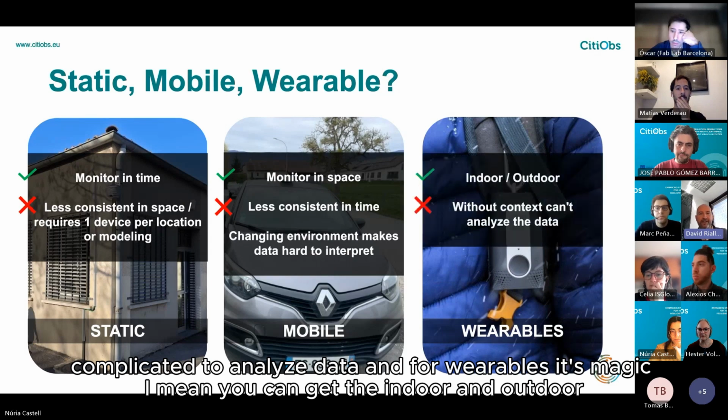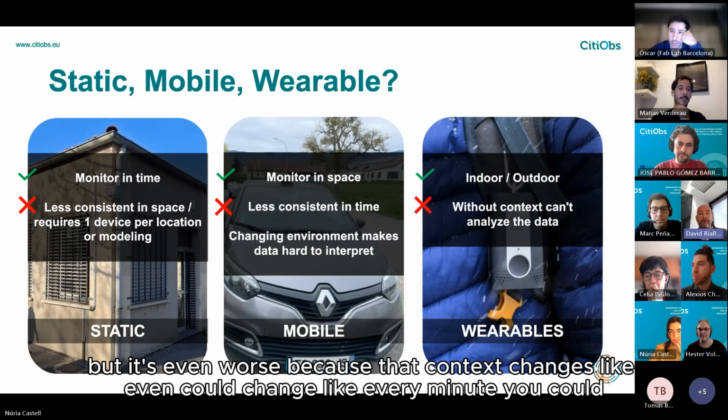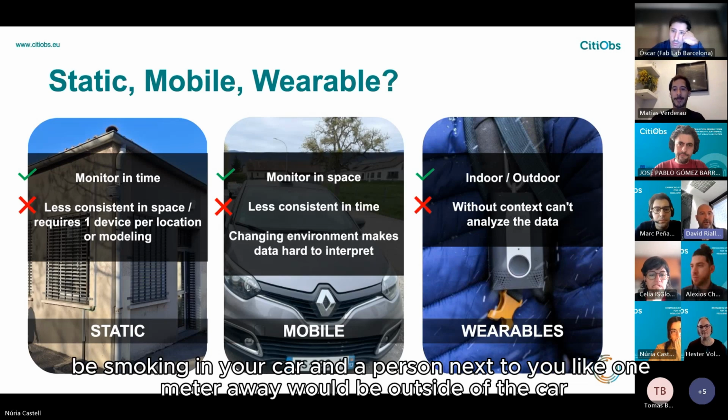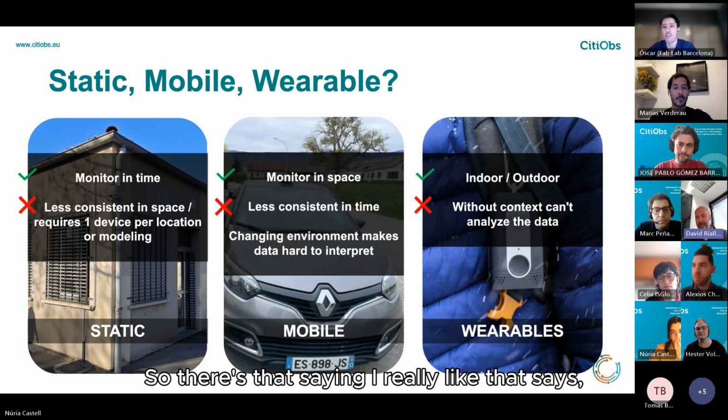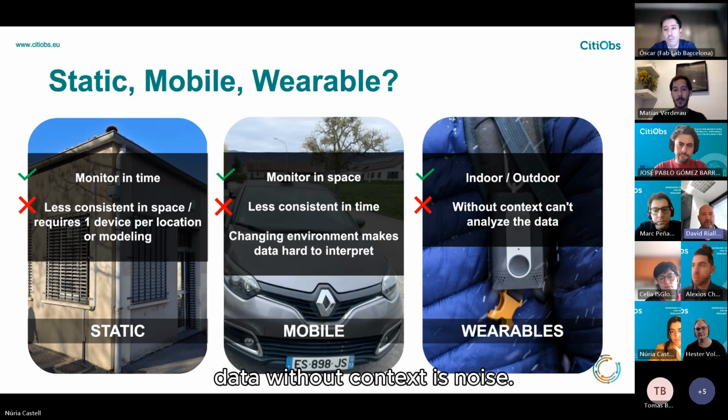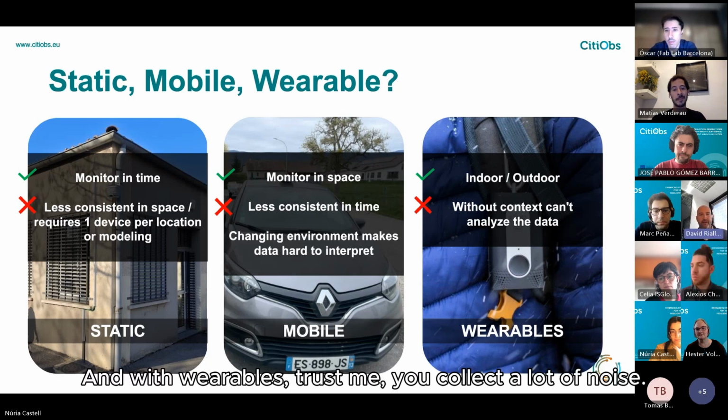I mean, you can get indoor and outdoor, but it's even worse because that context could change every minute. You could be smoking in your car and a person next to you, like 1 meter away, would be outside of the car with the same wearable. You could not mix the data because they don't tell the same story. There's a saying I really like: data without context is noise. And with wearables, trust me, you collect a lot of noise.